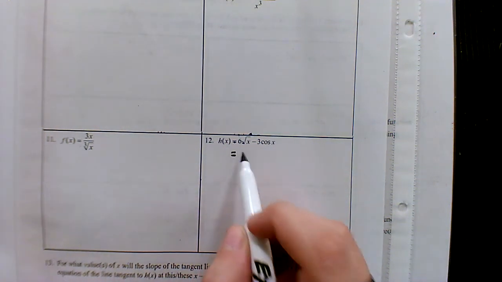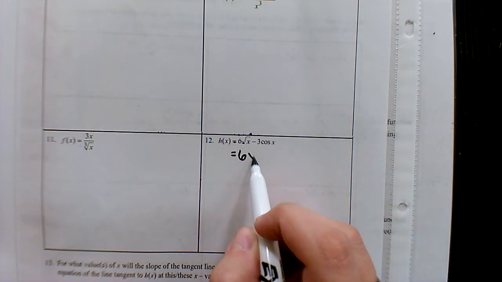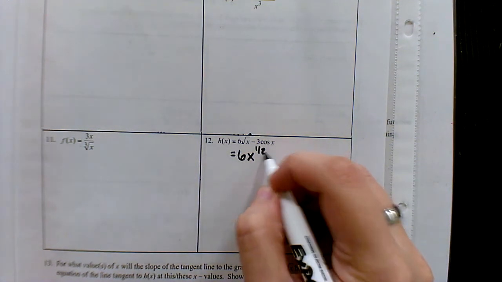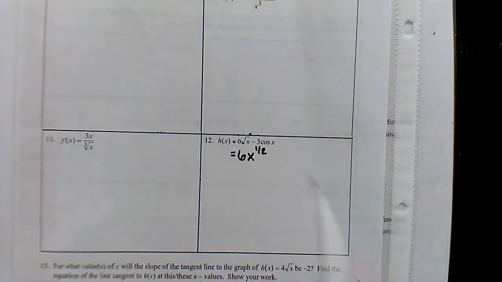First thing I would do is change the square root to a power. That way we could maybe use the power rule. So the square root of x is the same as x to what power? Ooh, close. 1 over 2. 1/2. Okay?